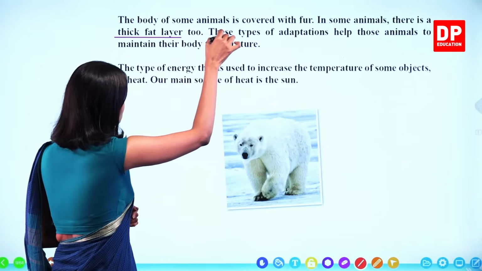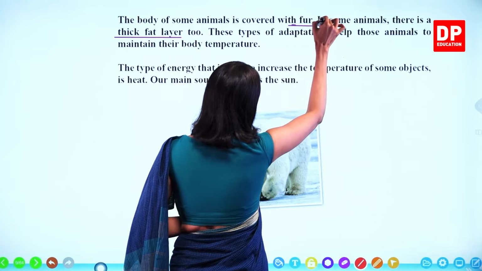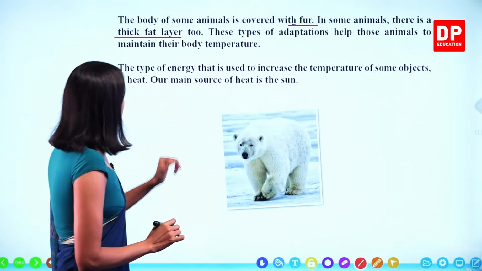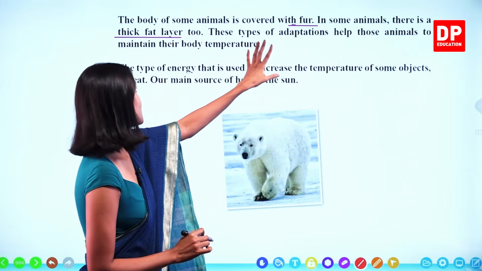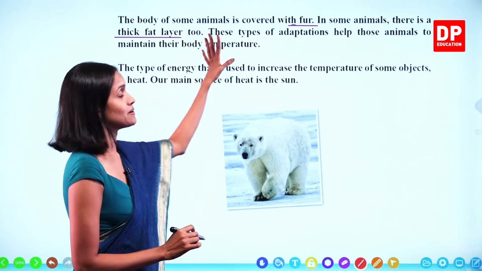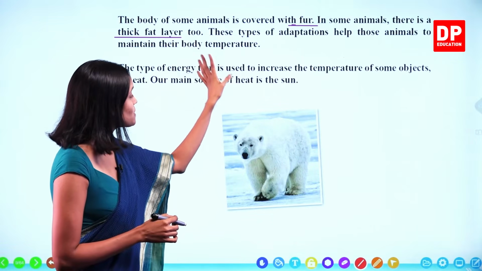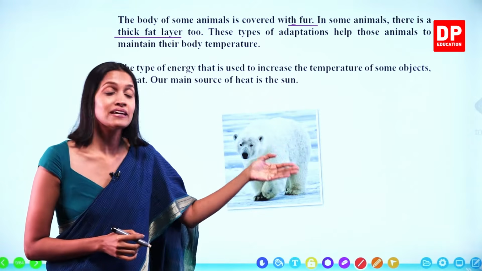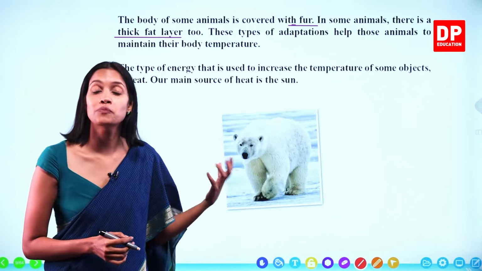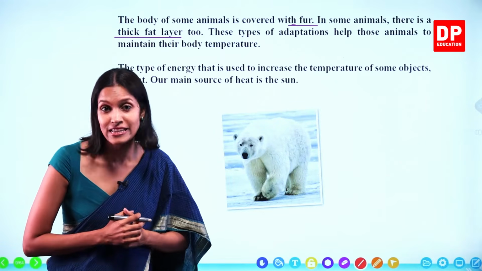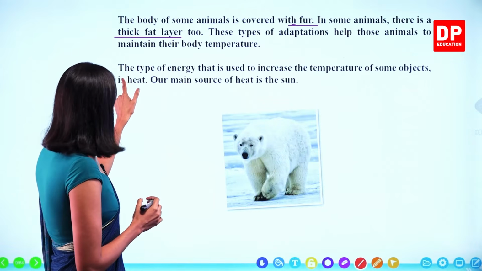So, there's a thick fat layer. These are adaptations. The body of some animals is covered with a fur coat. Right? So, thick fat layer. These types of adaptations help those animals to maintain their body temperature. Right, children? So, when you go through these types of adaptations, it's very clear that having a fur coat, having a thick fat layer is very important to protect the body heat. Okay, children? Right. We'll move on to this part.